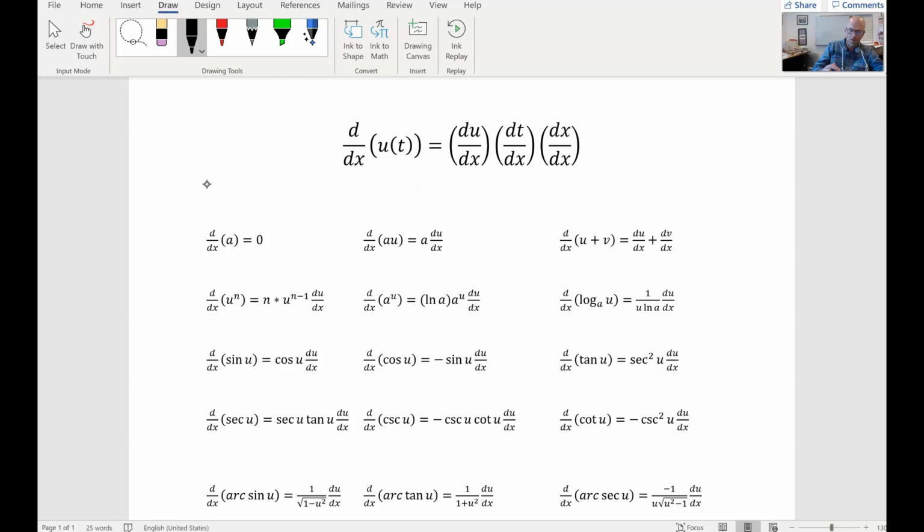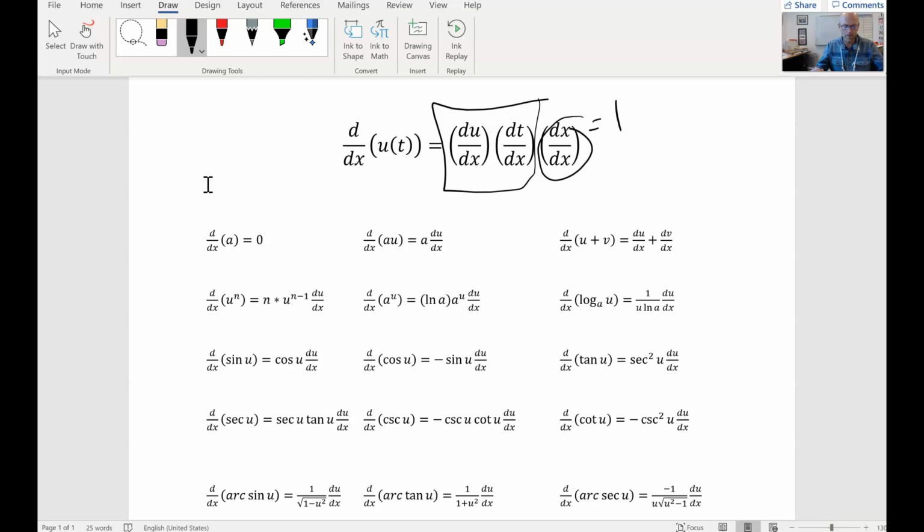Okay? So notice that this is a function of t. This is saying if you take the derivative of a function of t, you would take the derivative of u with respect to x, then multiply that by the derivative of t with respect to x, and then multiply that by the derivative of x with respect to x. And of course, notice this is just equal to 1, so that would just disappear, so your derivative would just be this part here. So that's the idea of the chain rule. Again, that might have just gone right over some of your heads, but it'll make more sense as we go.